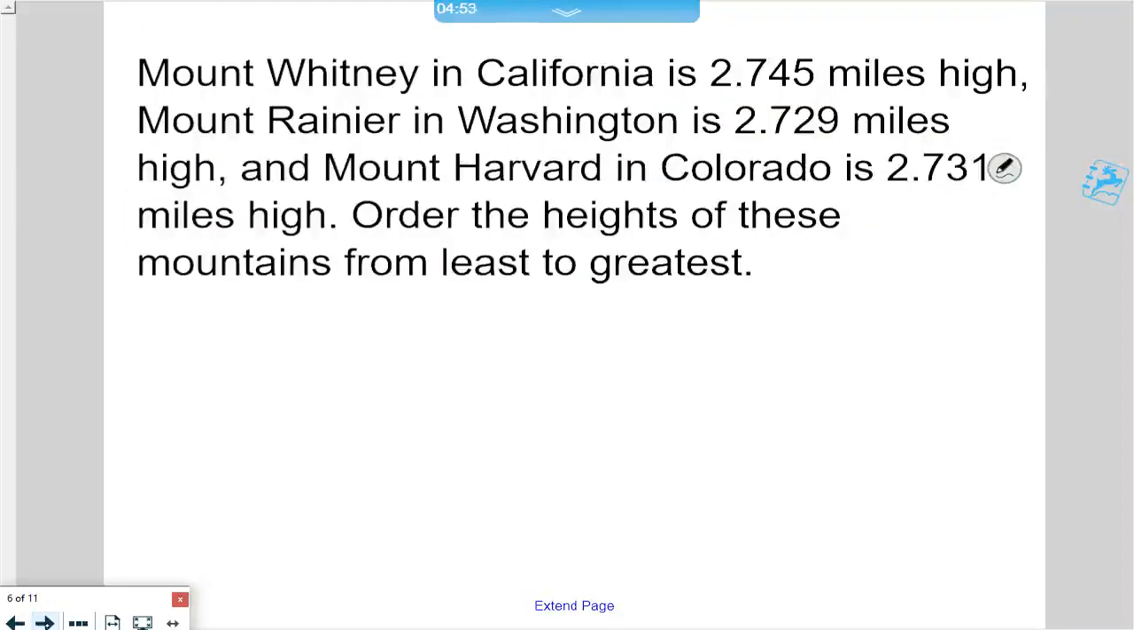Mount Whitney in California is 2.745 miles high. Mount Rainier in Washington is 2.729 miles high, and Mount Harvard in Colorado is 2.731 miles high. Order these heights of mountains from least to greatest. So if I use my cube strategy, circle my important numbers.